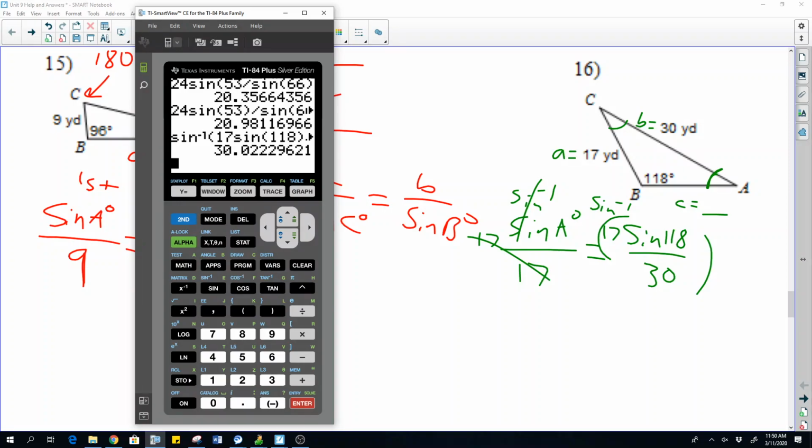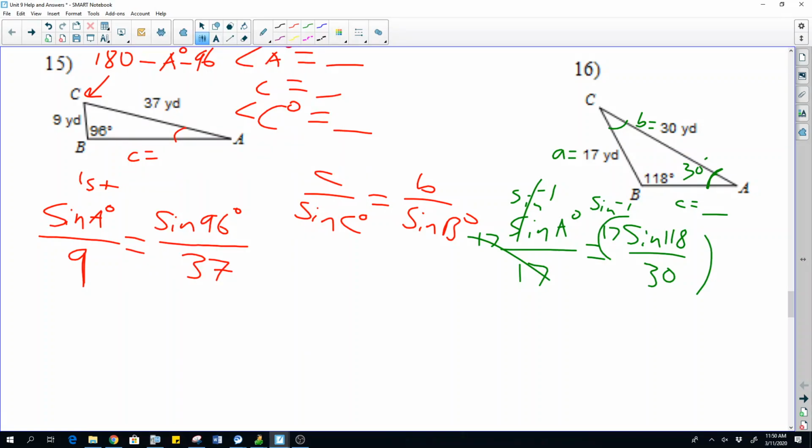So let's just double check that. Inverse sine, 17 sine 118 divided by 30. Good. So then that's going to be little a. So we just solved for a, so that's 30 degrees. So there's one of our answers.